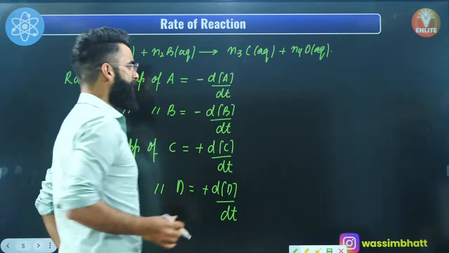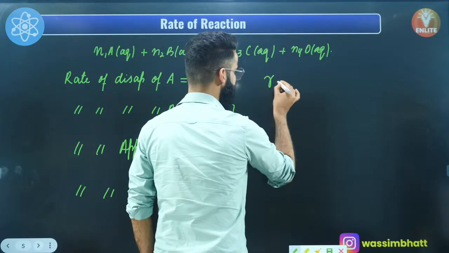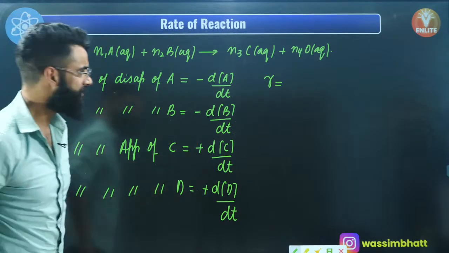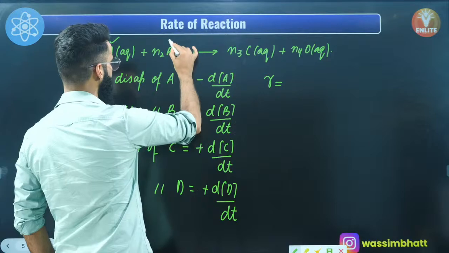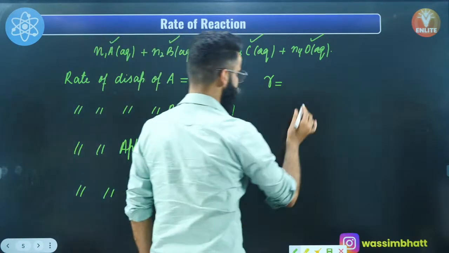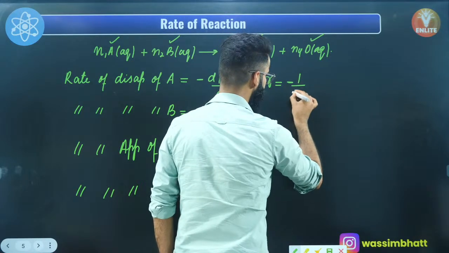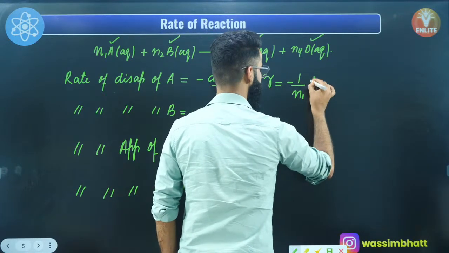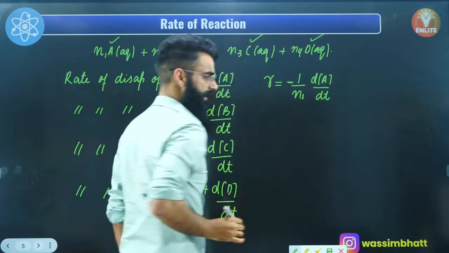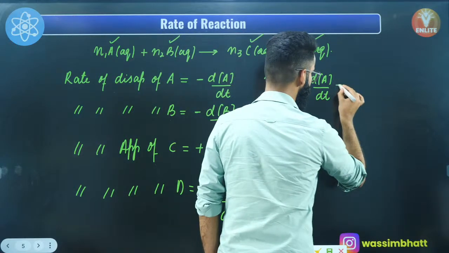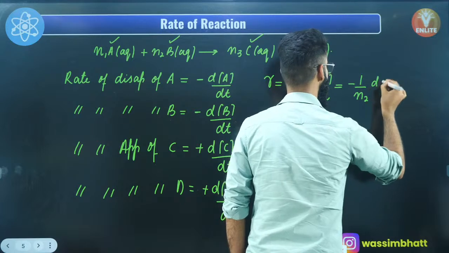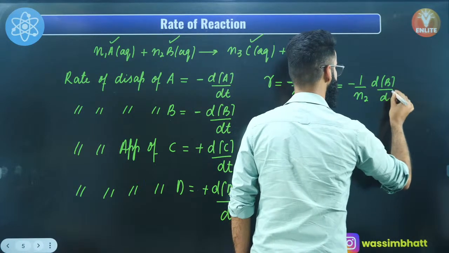Perfect. Now, how do we write the rate of reaction in the form of a differential equation? The rate of reaction can be calculated with respect to A, B, C or D. With respect to A, I start with minus sign, 1 divided by the stoichiometric coefficient of A, that's N1, change in the concentration of A divided by dt. This term gives you the rate of the reaction. Similarly, with respect to B, minus sign, 1 by stoichiometric coefficient N2, change in the concentration of B divided by dt.